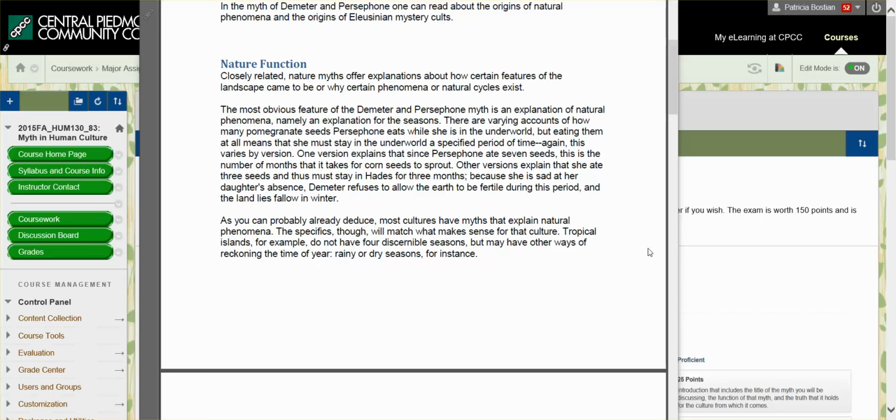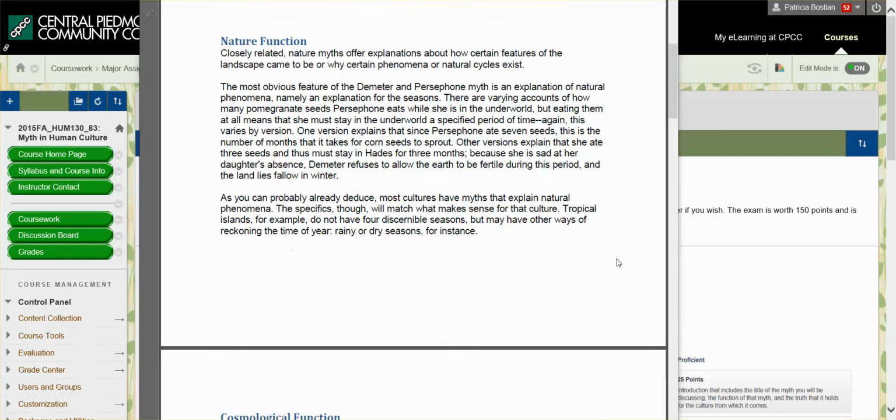So for our example from the Demeter and Persephone myth, while Persephone is in the underworld, she eats a number of pomegranate seeds. Different versions have different numbers. And Demeter mourns for her while she is gone. For eating those seeds, she has to stay in the underworld for X number of months. And those months are where Demeter continues to grieve, and that's an explanation of winter. So anything like that is considered a nature function. Very specific.